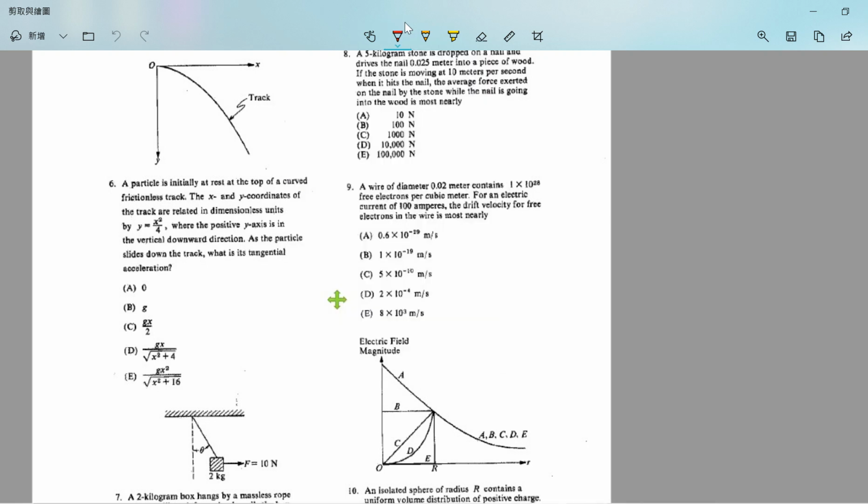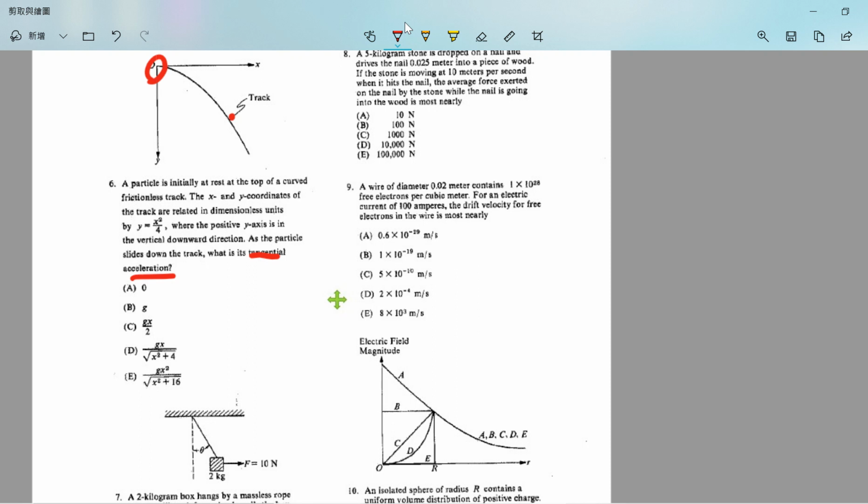Number 6. The particle is initially at rest at the top of the curve. It starts from here and then moves to here. This is the positive x direction, this is the negative y direction, and as the particle slides down the track, it has a tangential acceleration.